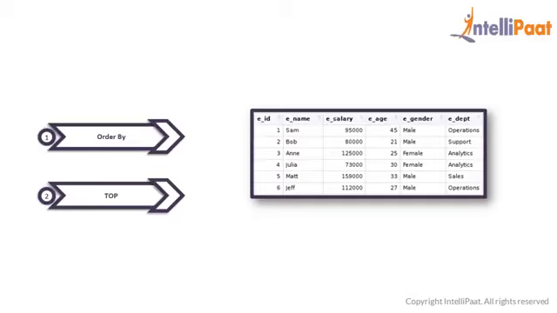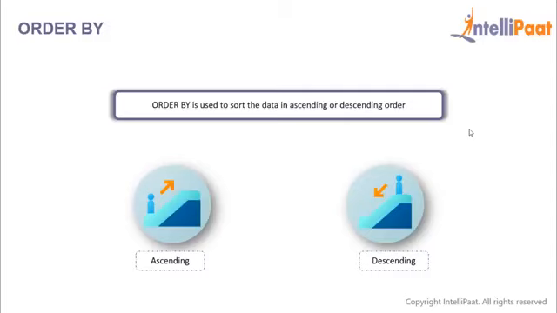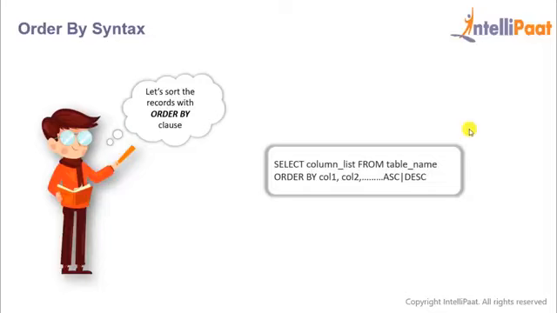Order by and the top clause. So order by is used to sort the data in ascending or descending order, and by default, order by sorts the records in ascending order. So let's have a look at the syntax.